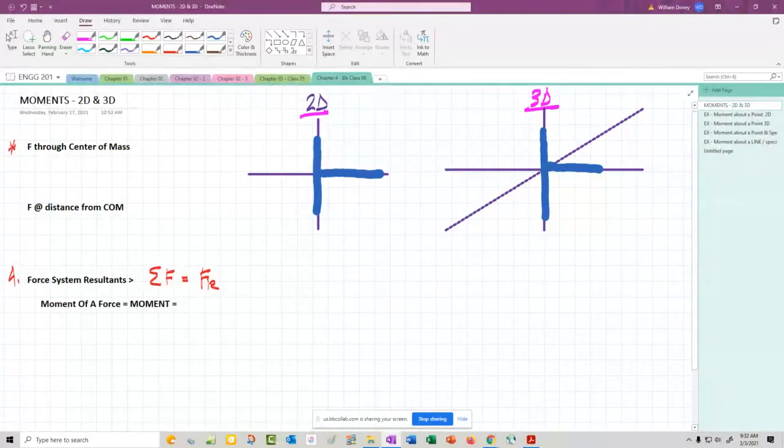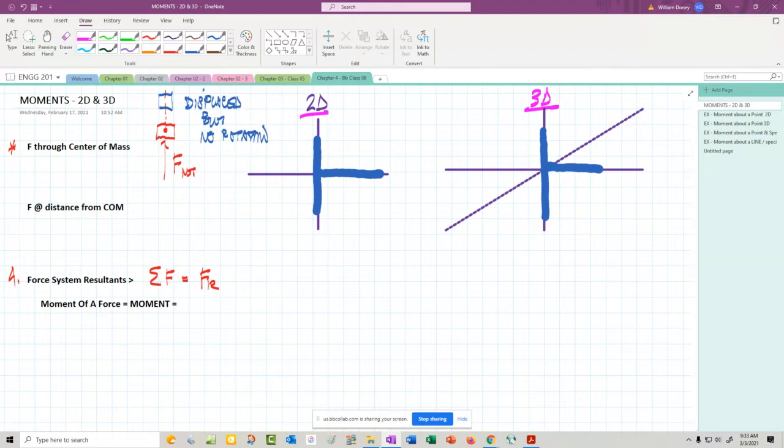When we had a force go through the center of an object, and I'll just call that a net force, and it went through the center of that object, the object was displaced but there is no rotation, meaning the object just translated.